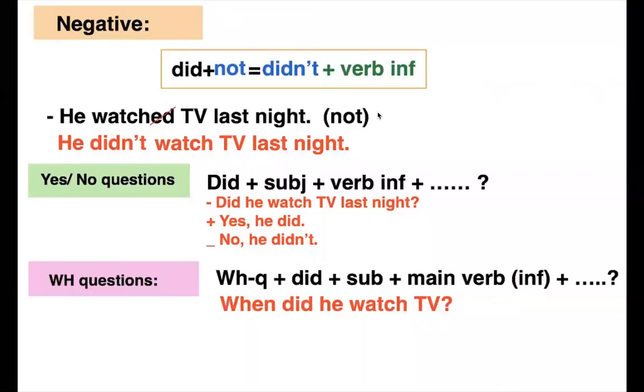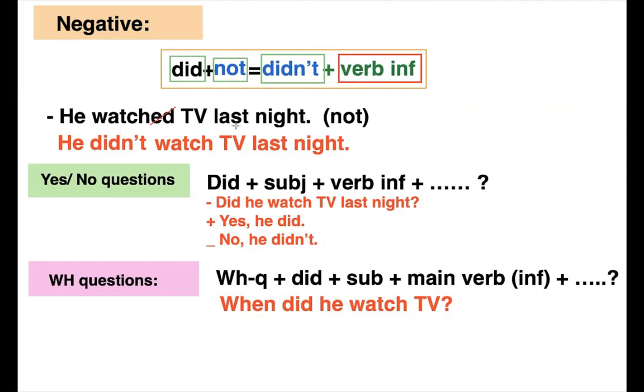Now let's go through how to make negative sentences in the past simple tense. In the past simple, we have the helping verb did, and we add not to did to make the negative form. So it's didn't, and after didn't, we put the verb infinitive. Put that in your mind. After did or didn't, we put the verb infinitive. So let's see an example.